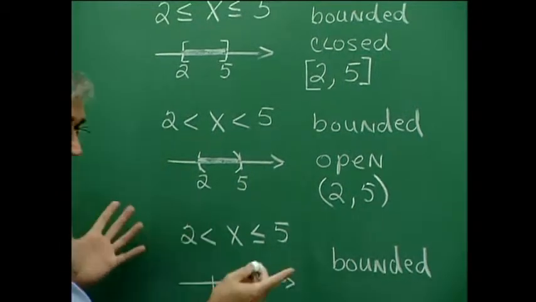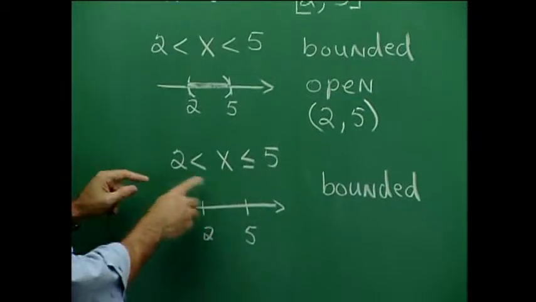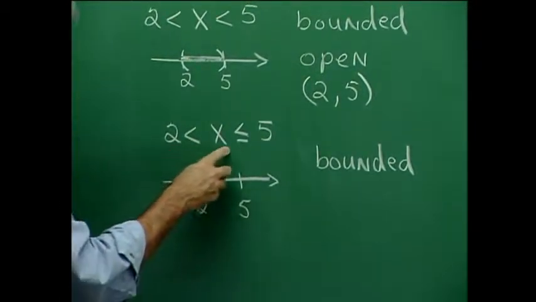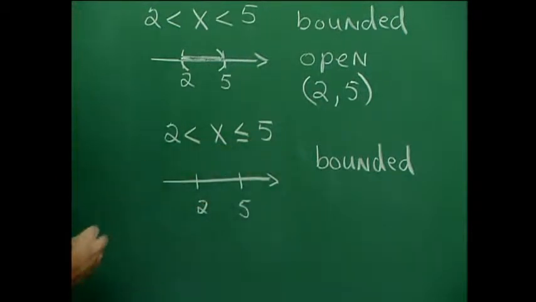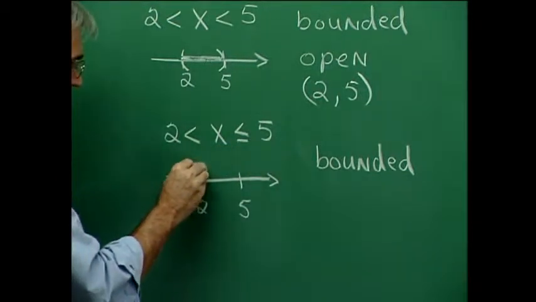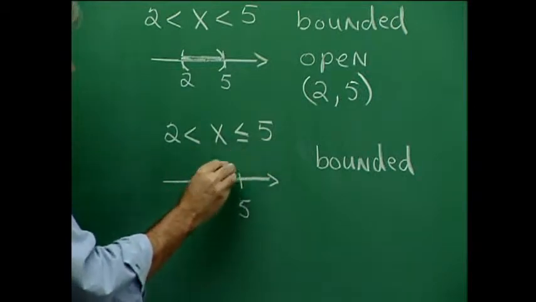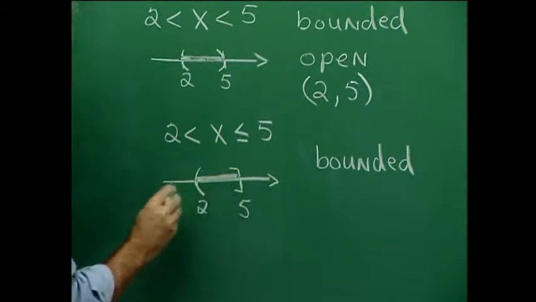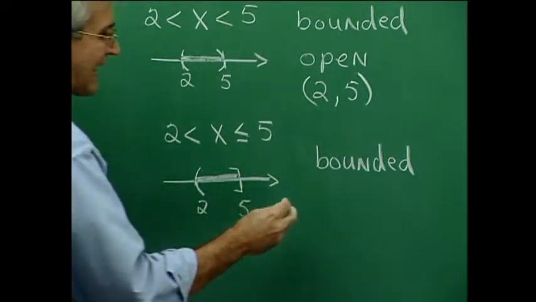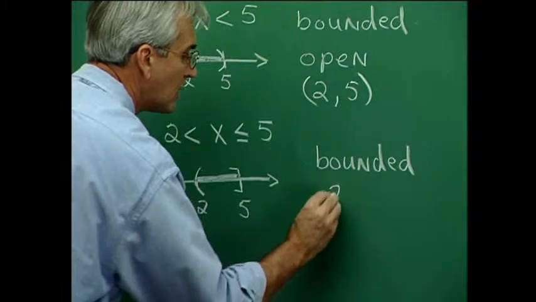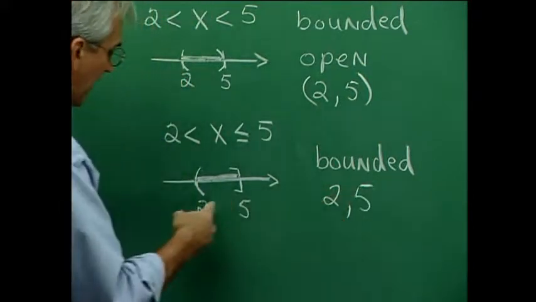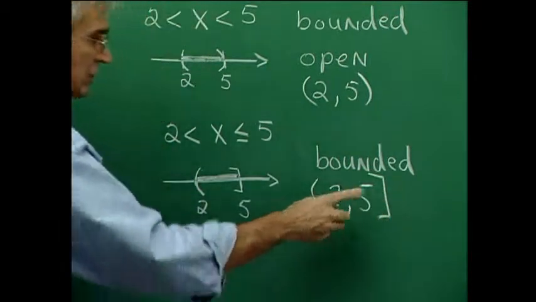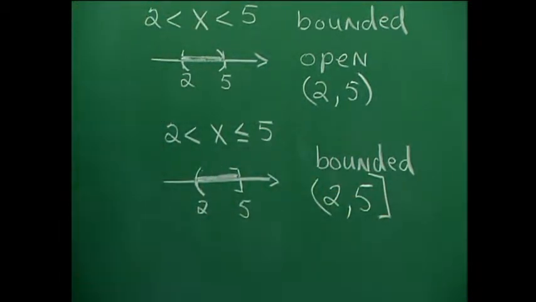Now, this one is very predictable. We have 2 is strictly less than x, so 2 is not included in the interval, but x is less than or equal to 5, meaning that 5 is included. So for 2 not to be included, we use a parenthesis, and for 5 to be included, we use a bracket on that end, and we shade between the two numbers. Again this is a bounded interval, and the interval notation is 2, 5. Now look back over here. We don't include the 2, but we do include the 5. So we have a parenthesis on one side and a bracket on the other.